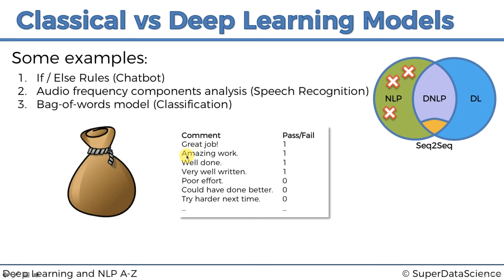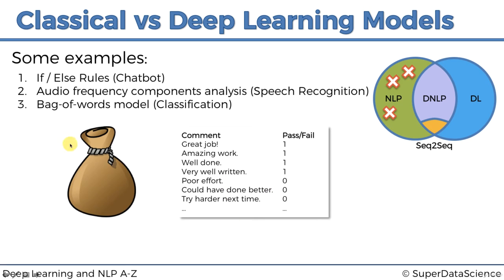And so in this case, amazing would most likely be associated with positive. You don't often see amazing when the sentiment is negative, when the person was trying to say something like the work wasn't well done. Well would be associated with 1. The word work could be associated with both. But then these other words would be mostly associated with pass. Words like poor or harder or could have maybe would be associated with zeros.